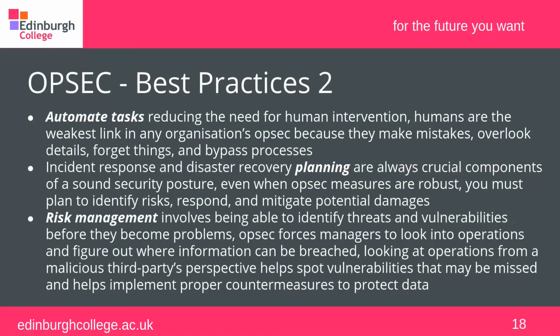Okay, so some other best practice examples: automate tasks. If you can write a computer program to automate a task, this is definitely going to remove human error from this, unless you write a program that's got a mistake in it. Humans are the weakest link in any organization's operational security because they make mistakes, they overlook details, they forget things. So automation can help remove the human element from particular tasks where you think these are likely to be error prone.